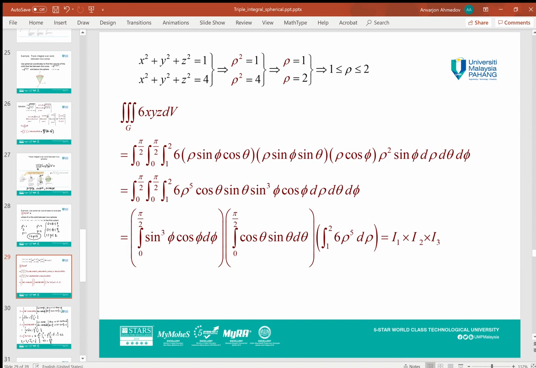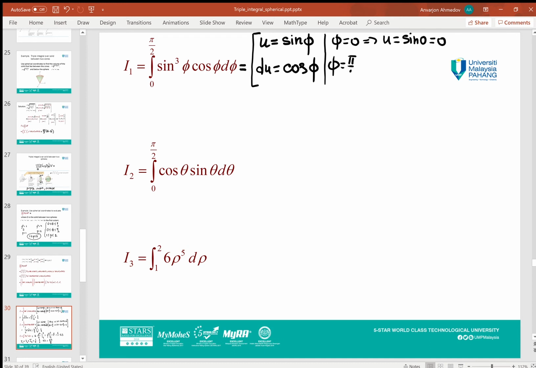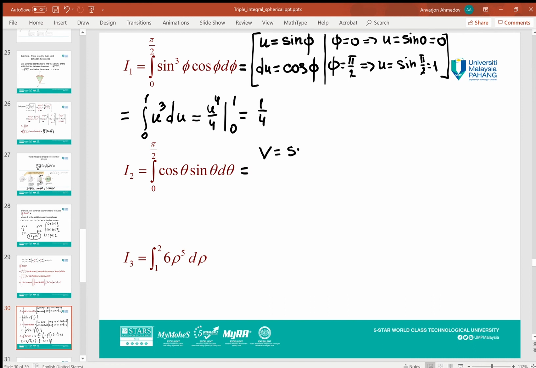The first two integrals are easy to calculate by using the substitution rule, which I explain here. In the first integral, I denote by u the sine phi, then du will be cosine phi d phi, and I will find the limits for u. When phi is 0, u is 0. When phi is pi over 2, u is 1. We replace the integral with those values and we obtain the integral of u cubed du. This is a very simple integral. We substitute the limits, and after integration it will be 1 over 4.